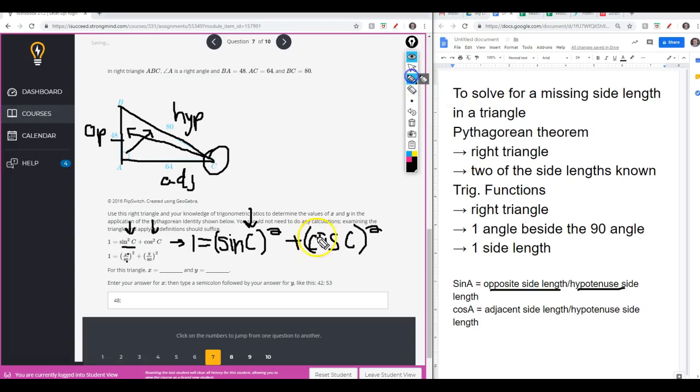And then let's move on to cosine of our angle C, being squared. Cosine of our angle C is the adjacent side length divided by the hypotenuse side length. So the adjacent side length they have labeled as y, and the hypotenuse side length they have labeled as 80, which it is. The hypotenuse is 80. The adjacent side length is 64, so in this case y is 64.